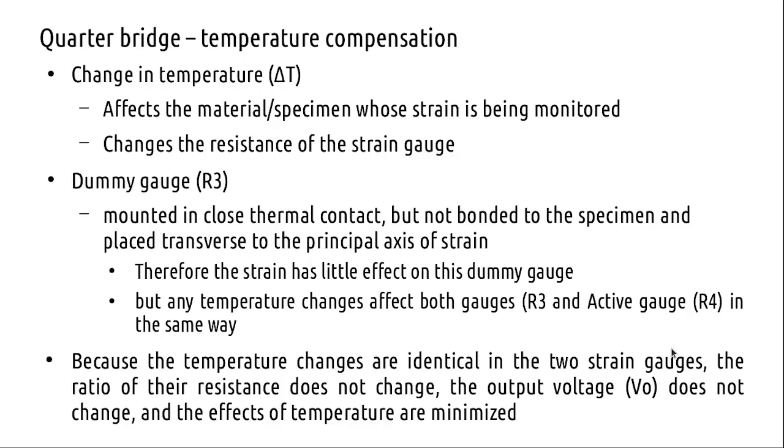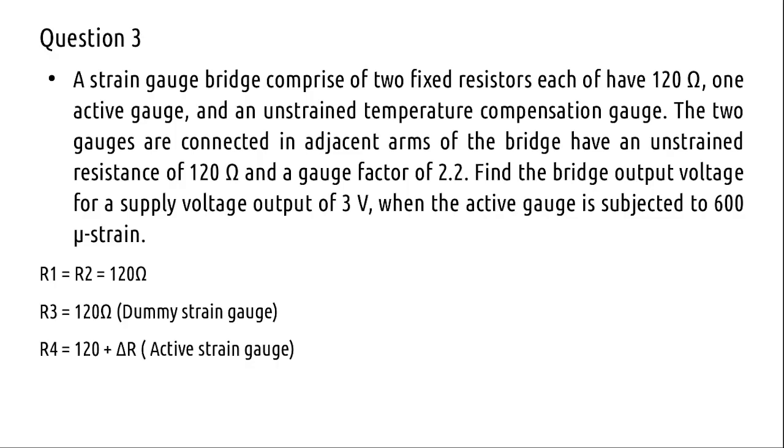So we had reviewed the theory in the class itself, I think in the December beginning. So this is what we have. R1 and R2 are 120 ohms, R3 is also 120 ohm. It is a dummy strain gauge, and R4 is going to have a change of delta R.